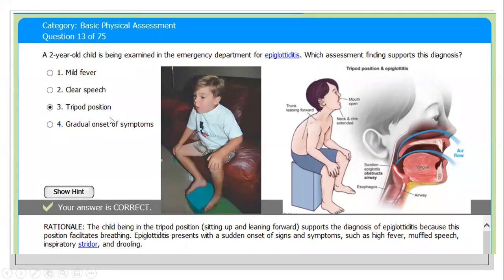Why the tripod position? The child being in the tripod position, sitting up and leaning forward, supports the diagnosis of epiglottitis because this position facilitates breathing. Epiglottitis presents with a sudden onset of signs and symptoms, such as high fever, muffled speech, inspiratory stridor, and drooling.